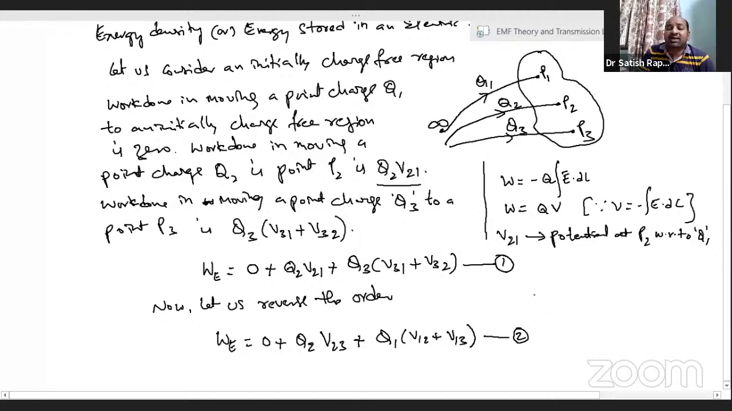Even though the order is reversed, if you calculate the work done, you will get the same result, right? Therefore, to simplify this, it can be simplified by doing some mathematical manipulations.